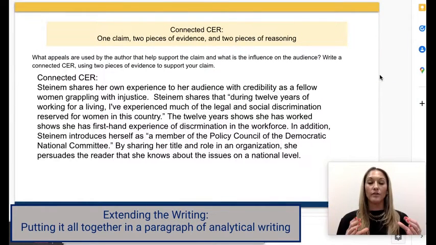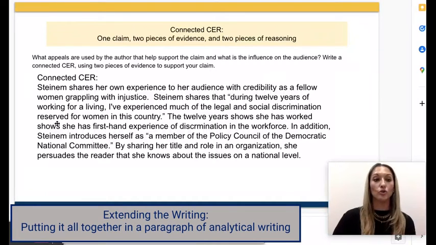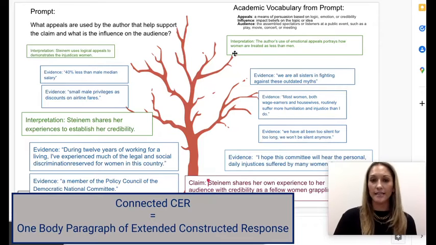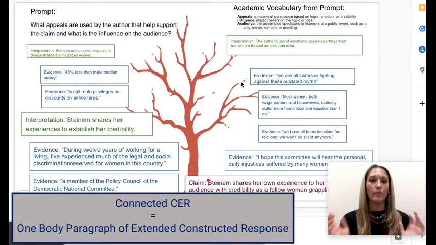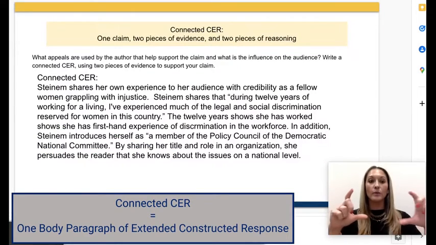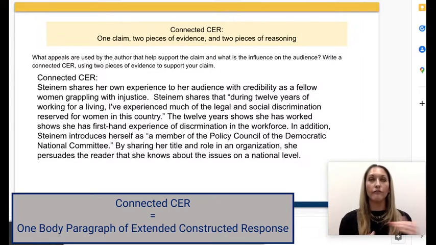This gives us our full connected CER response. Now, students aren't going to be asked to write a connected CER on the test. This is a building block to writing a full analytical essay. So you'll see here, we have all of this text evidence, all of this information that we pulled. This is our question. This connected CER now becomes a body paragraph in my full analytical essay. So we can stack connected CERs on top of each other to develop a full extended constructed response or essay.